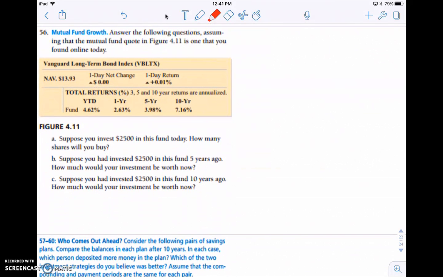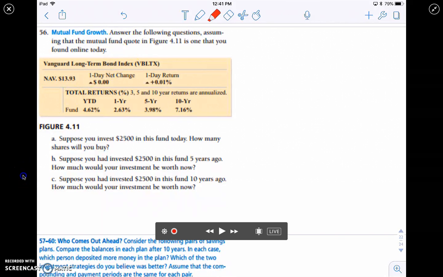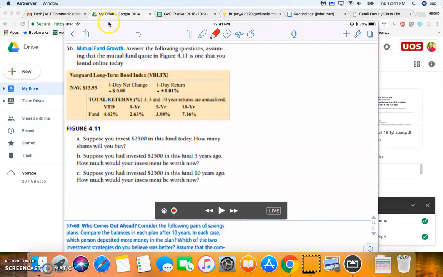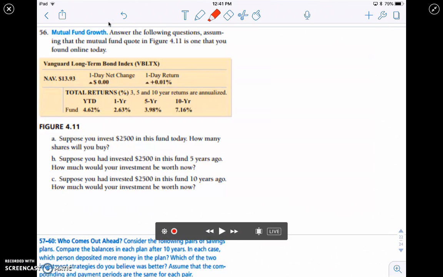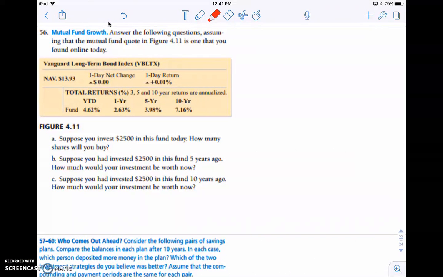So again, there's much more you can read about mutual funds, but we're going to be relatively basic in what we do in this video. So we've got Vanguard Long-Term Bond Index. Here is its symbol. And we've got some questions here. So A, suppose you invest $2,500 in this fund today. How many shares will you buy?